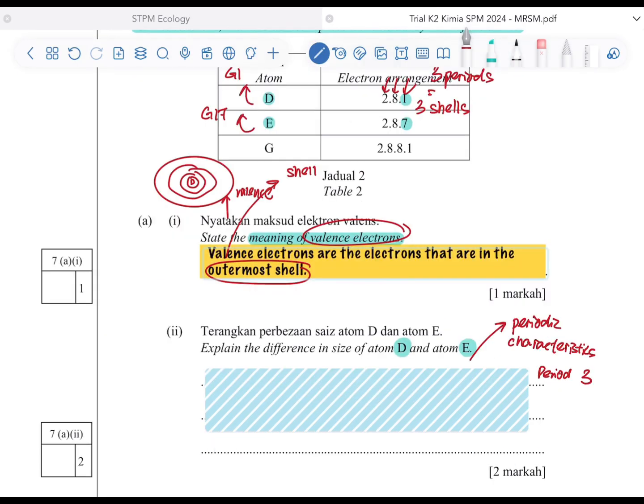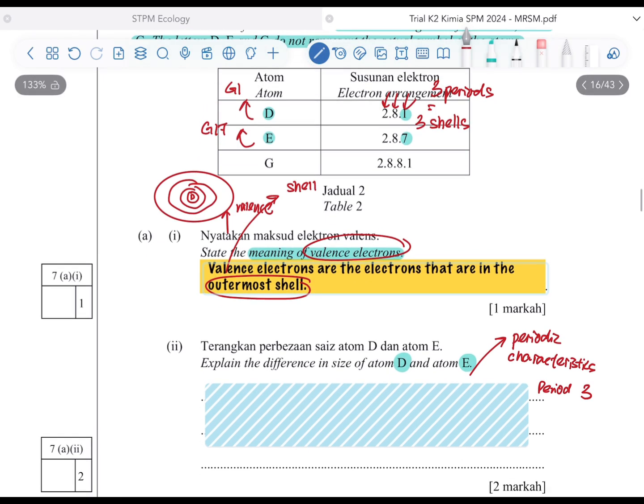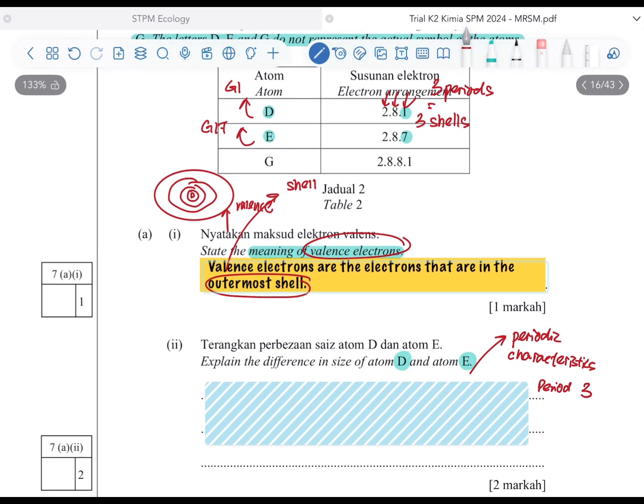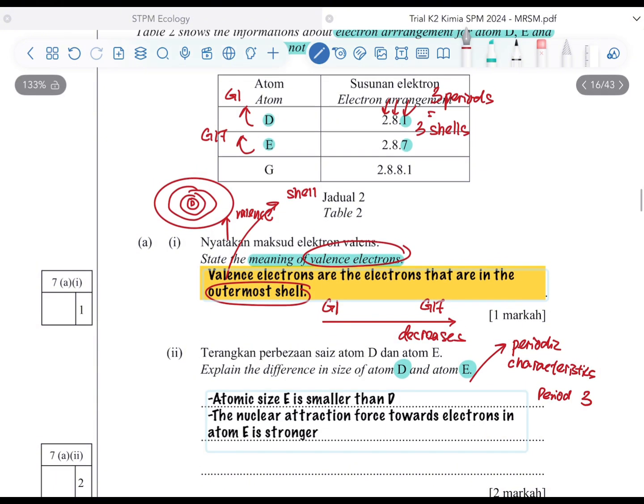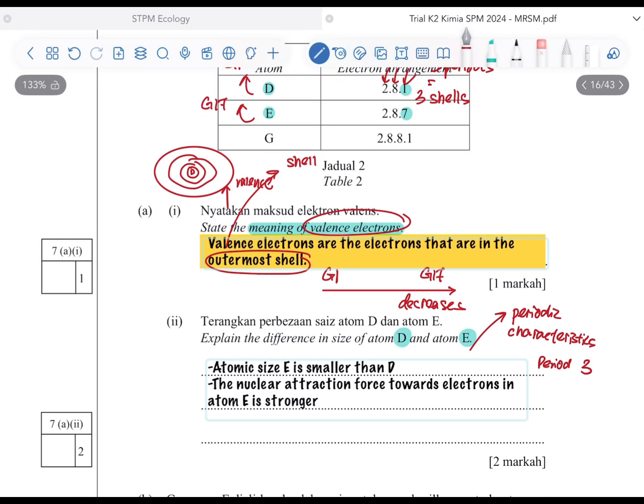This question asks you to explain the difference in size of the atom D and E. We know that in the periodic table, the size of the atom decreases from left to right. Group 1 is located on the left side and group 17 on the right side. So the atom size of D is larger than E. You can also explain it this way: the atomic size of E is smaller than D. Why? Because the nuclear attraction force towards the electrons in atom E is stronger.